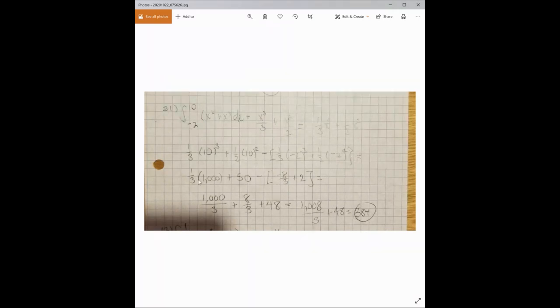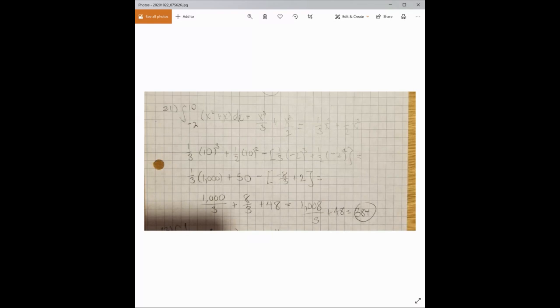And then once you evaluate that, we need to distribute that negative over to the -8/3 plus 2. I combined these two because they have the same denominator. So 1,000/3 plus 8/3 because the negative distributed. And then plus 48, because you have +50 and then it's -2. So you get 1,008/3 plus 48, which is equivalent to 184.